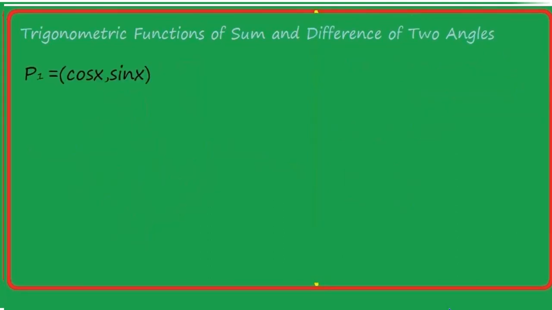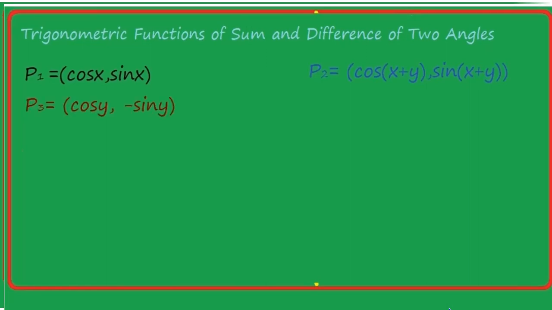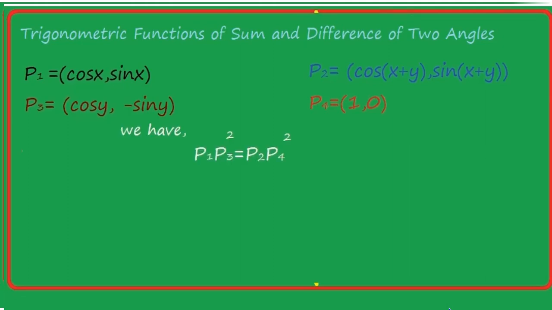Now you know the coordinates of all the 4 points. P1 is cos x comma sin x, P2 is cos(x+y) comma sin(x+y), P3 is cos y comma minus sin y, P4 is 1 comma 0. Now you apply the distance formula, and we know that P1P3 is equal to P2P4, so I will write P1P3 squared is equal to P2P4 squared.